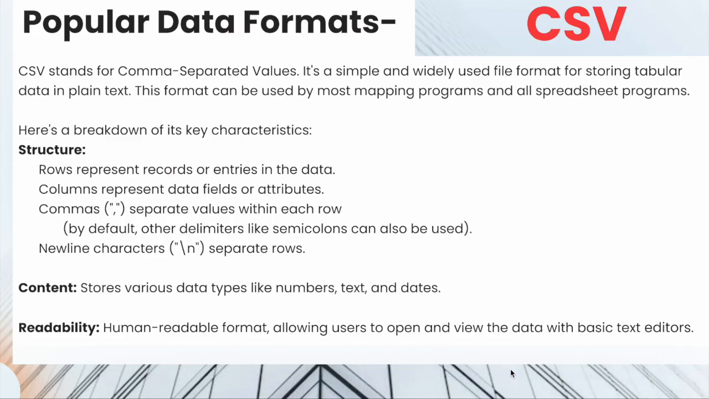A CSV. CSV is a comma-separated value. It is very widely used. It is probably the most common, and it is uploadable into almost every single system. The key characteristics: rows represent records or entries in the data. Columns represent the data fields or the attributes, and commas separate each value within the row. You can store various data types like numbers, text, dates, and it's very readable. You can open it up in Notes on your computer or in a Word document, and you can edit it very easily without having to know code. That's what makes CSV easy.